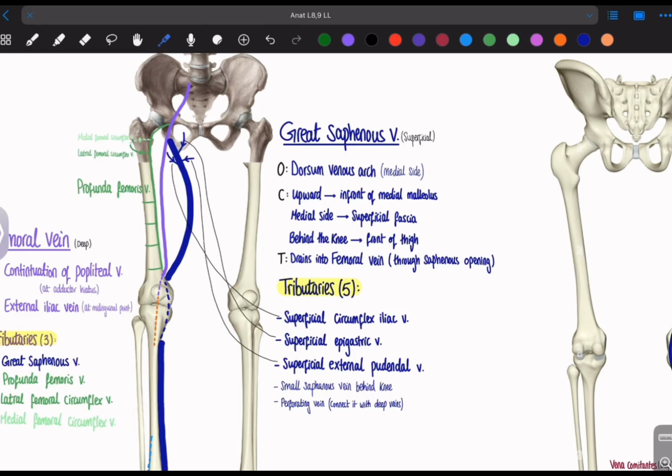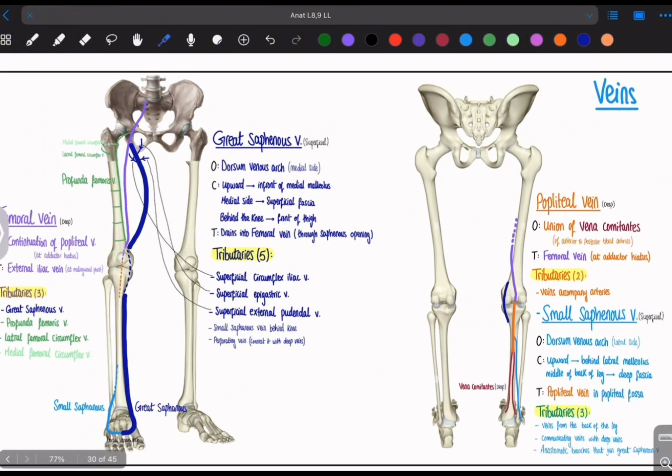From the femoral artery. But in the vein, they're gonna drain into the great saphenous vein. Okay? Remember that. In the vein, they drain into the great saphenous vein, but in the artery, they branch out from the femoral artery. Then we have small saphenous branches behind the knee and perforating veins. Not important, you can skip them.